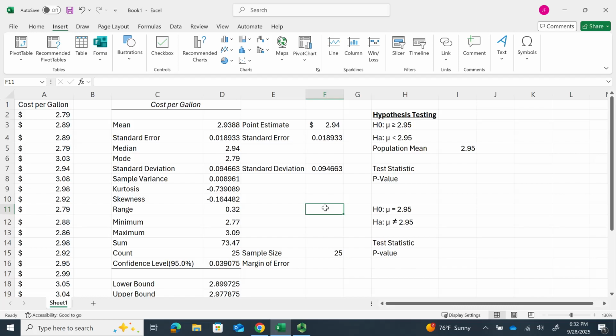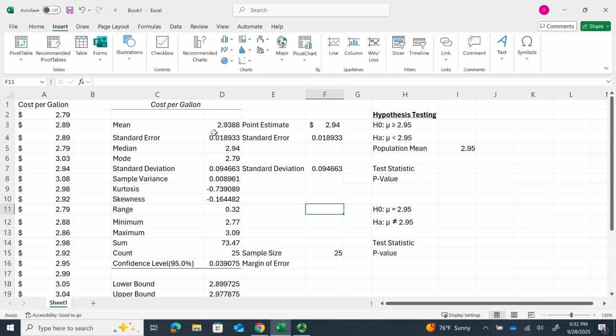So the first thing I want to point out is we're going to look at two scenarios. One is where we have the alternative hypothesis where mu is less than $2.95. And then the other one that we're going to take a look at is when the alternative is mu is not equal to $2.95. So we're going to talk about the test statistic and the p-value for these and how we calculate that using Excel. To my knowledge, there's not necessarily a built-in function that calculates the test statistic, so we have to write a formula in order to do that.